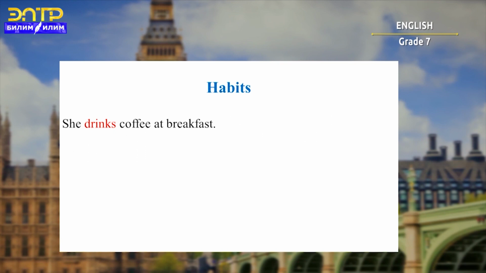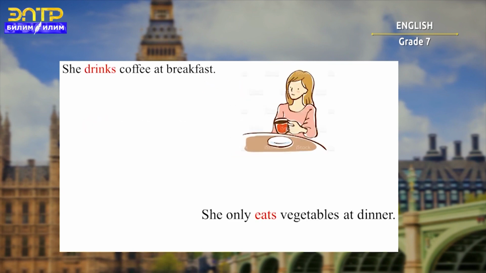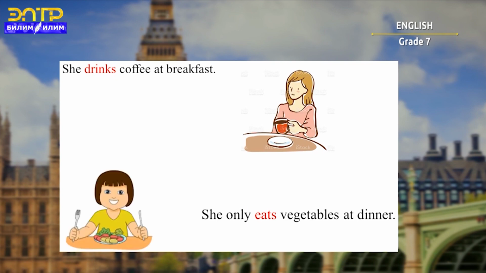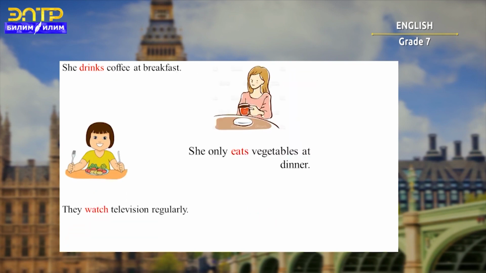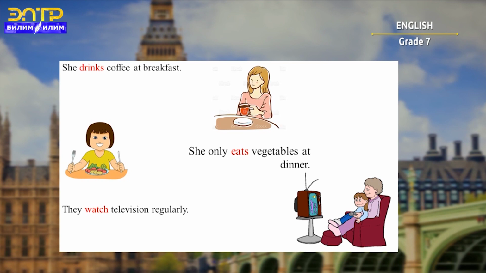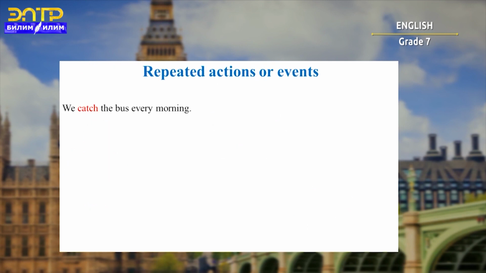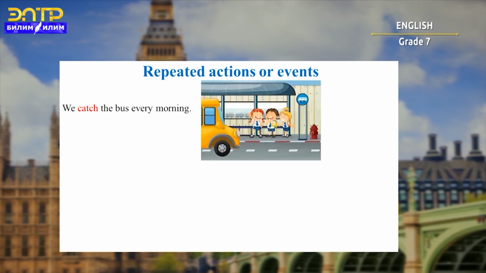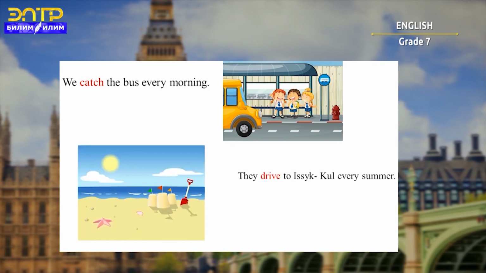Now let's take a look at some examples for habits. She drinks coffee at breakfast. She only eats vegetables at dinner. They watch television regularly. There are some examples for repeated actions or events. We catch the bus every morning. They drive to school every summer.